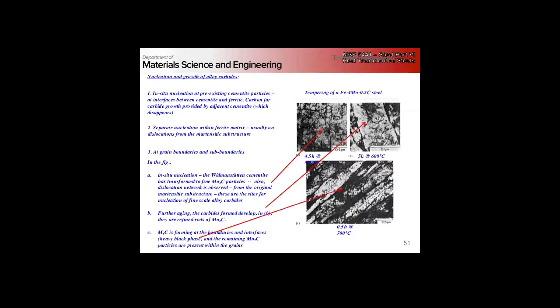right? So we nucleate a very fine dispersion heterogeneously on dislocations. Then they will coarsen to form these rod-like structures, and then they will actually, that should be M6C, metal 6 carbide, right? And then you'll have additional carbides that form at the grain boundaries.